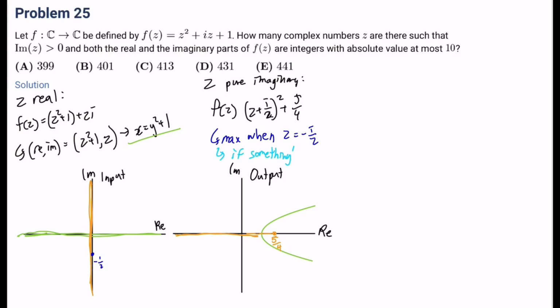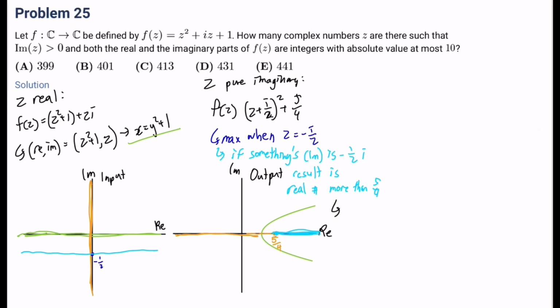If something's imaginary part is minus 1 over 2, then the result is a real number that's at most 5 over 4. If we graph that, it's going to look something like this. So this is going to be the line when it's minus 1 over 2, and that's going to be from 5 over 4 onwards, like that.